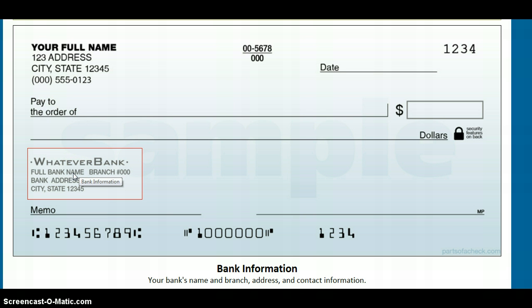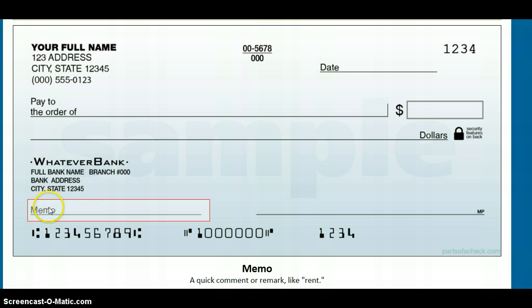Here's the bank information. It'll have your bank's name, branch, address, and contact information. The memo line, it doesn't always have to be filled out. It's just helpful in case you want to know what you wrote the check for. It's a comment or remark line, just to, like I said, remind you what you wrote the check for.